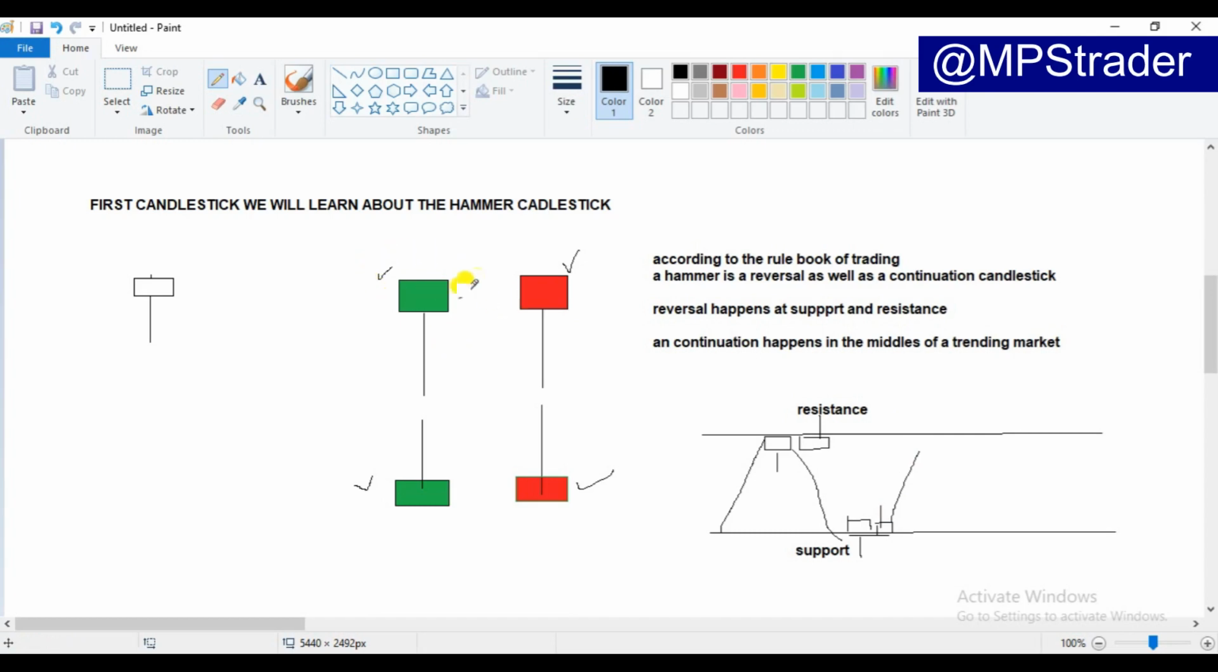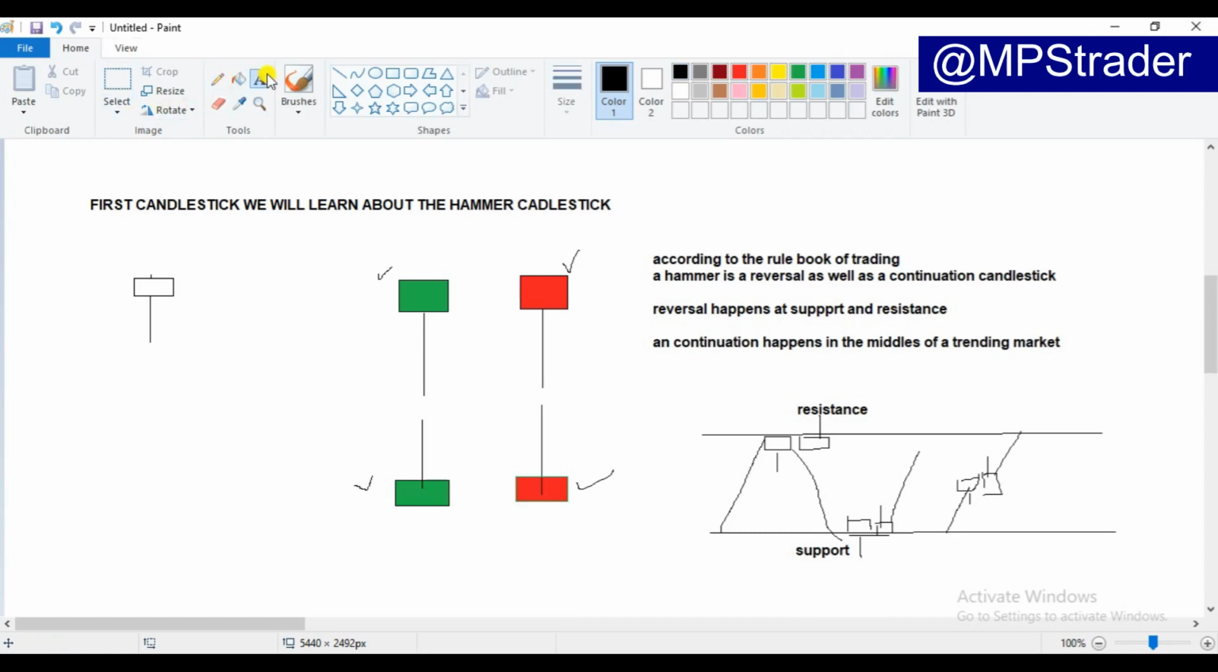A hammer is an actual hammer when the wick is twice as long as the body of the hammer. Suppose this is a body, so if this body fits in this wick two times, one time, two times, then it's a real hammer. And if a hammer or inverted hammer is formed in the middle of the trend, then it should continue. So this is the hammer and inverted hammer at support and resistance in the market.